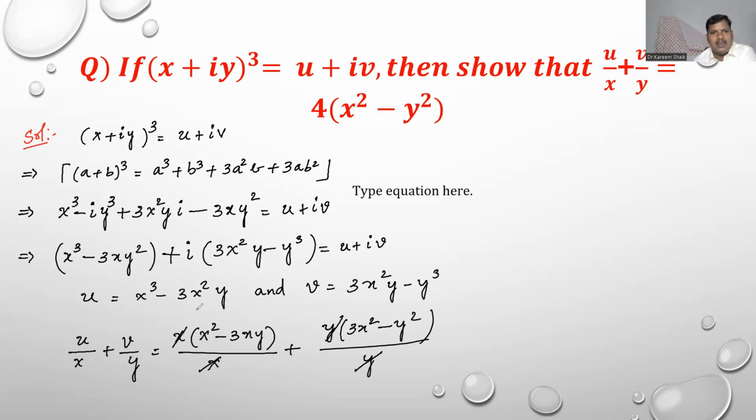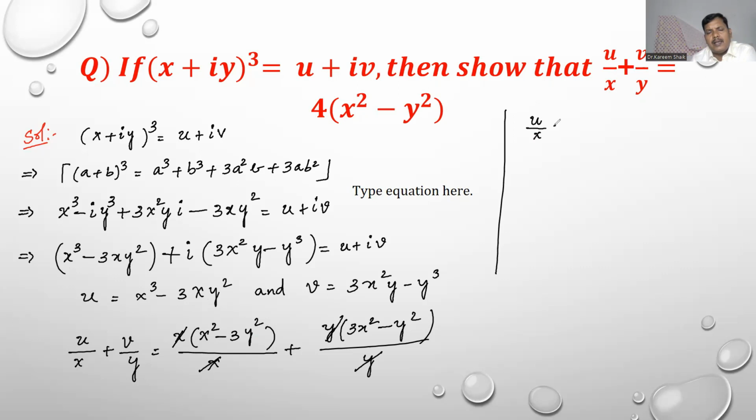Observe very clearly here, if you take common x. I wrote correctly, I hope so. U value is x cube minus 3xy square. Sorry, there is a mistake here. We have to write 3xy square here. So when we are taking common x, we will get here y square. Now what we got finally?